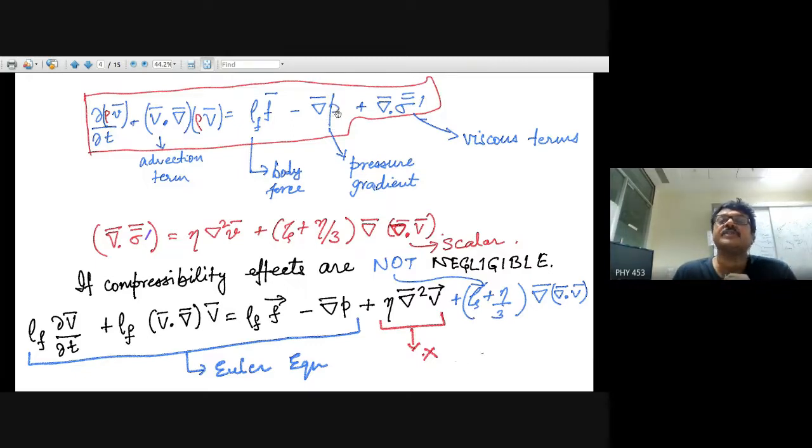Pressure has units of energy per unit volume. And this is grad of pressure. This is some force. Continuously force is being applied, or there's a pressure gradient across x. Then that will cause a change in the flow.